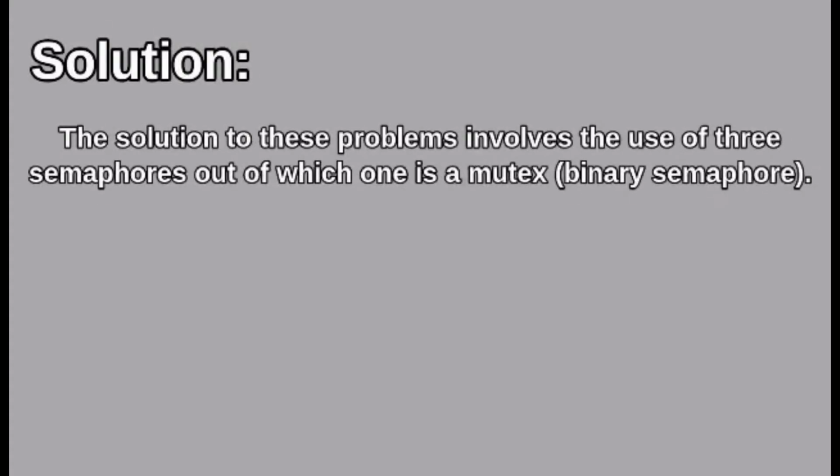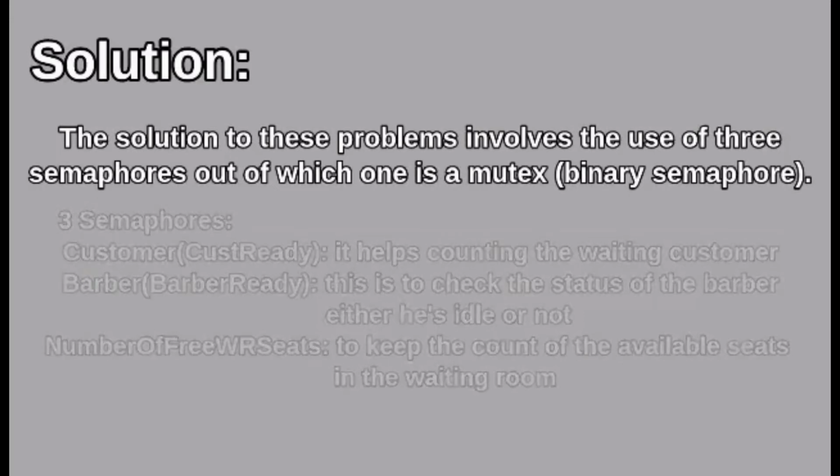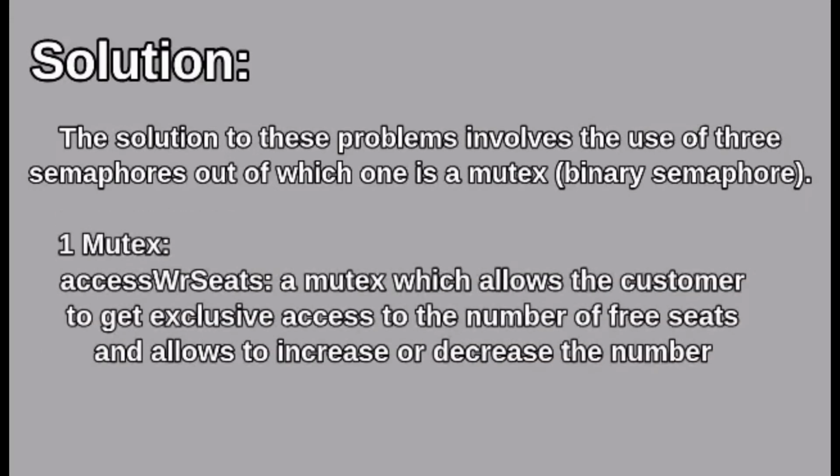Solution. The solution of this problem involves the use of three semaphores, of which one is a binary mutex semaphore. The three semaphores: Customer, or customer ready, helps count the waiting customers. Barber, or barber ready, checks the status of the barber, whether he is idle or not. Number of free waiting room seats keeps the count of the available seats in the waiting room. Mutex access to waiting room seats allows the customer to get exclusive access to the number of free seats and to increase or decrease the number.